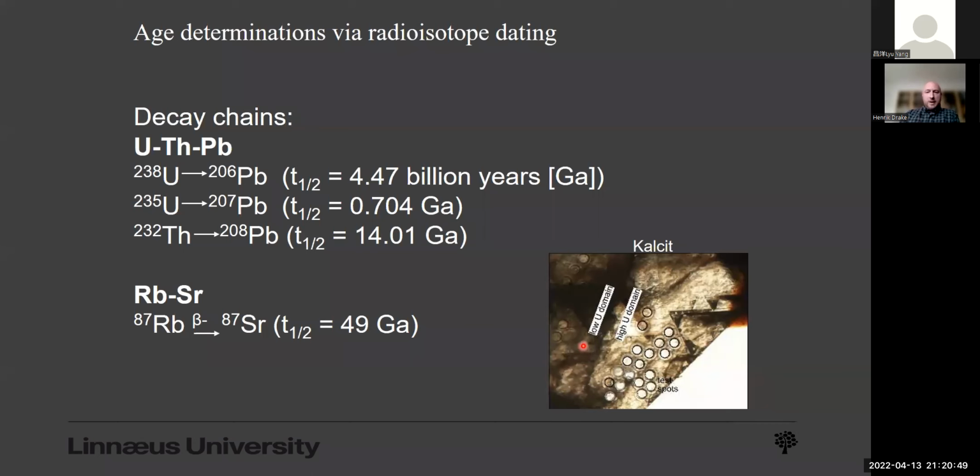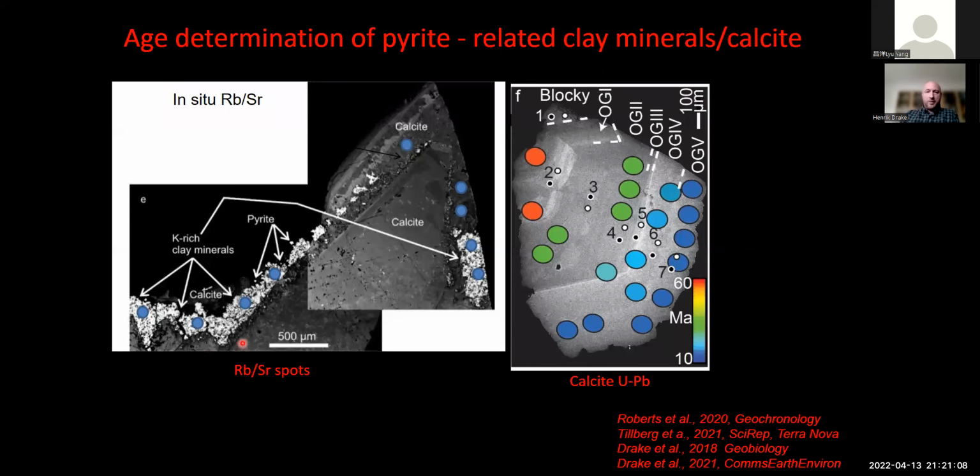When we have done that, we can go into radioisotopic dating. And what we use the most is uranium-lead dating of carbonate, calcite, and in situ rubidium-strontium dating of potassium rich minerals paired with calcite. So I will show some examples here.